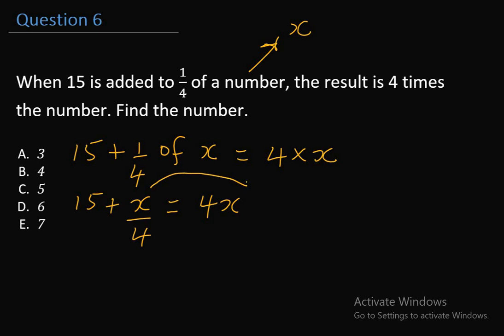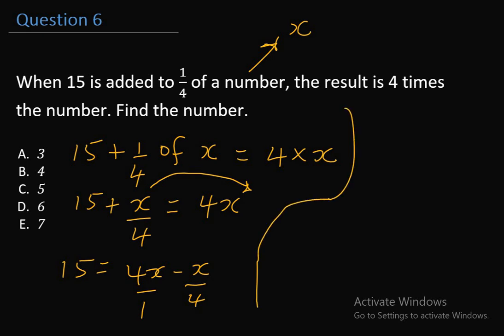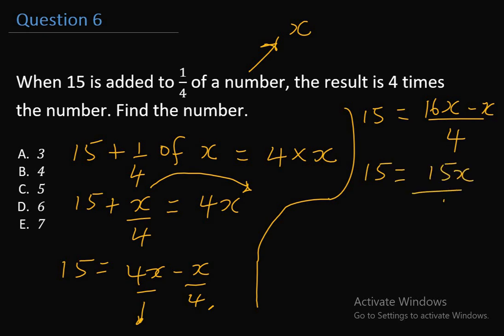Move x over 4 to the right. So 15 will give me equal to 4x minus x over 4. Let this be over 1. So we can just look for the LCM of the terms at the right hand side. So the LCM of 1 and 4 is 4. So 4 divided by 1 is 4, 4 times 4x, 16x. Minus 4 divided by 4, 1, 1 times x is x. So 15 equal to 16x minus x will give me 15x over 4.